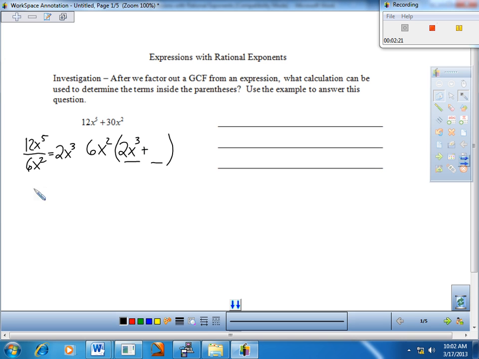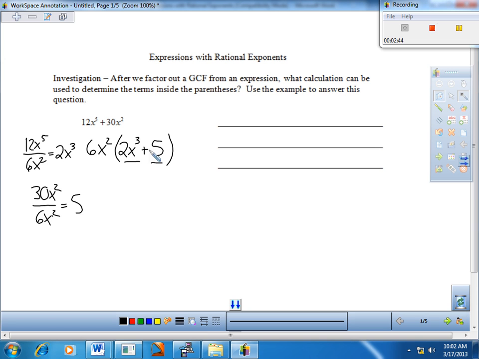Same deal on this end, everyone. I had 30x squared. I took 6x squared out. And so this times something gives me that, or this divided by this gives me what's left. 30 divided by 6 is 5. This is x to the 0, which is just 1. End of story. And you get that.